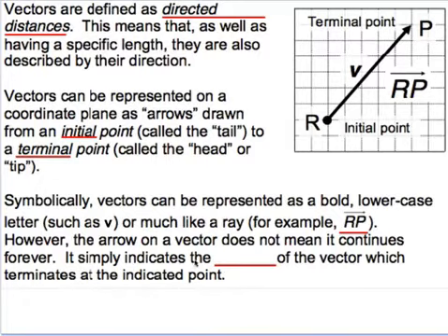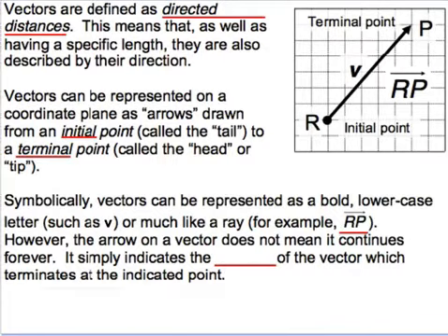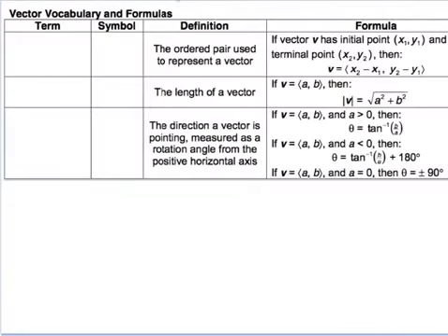However, the arrow as a vector does not mean it continues forever. It simply indicates the direction of the vector, which terminates at the indicated path. So that's something we've already covered several times. So right here, you should write the word direction.